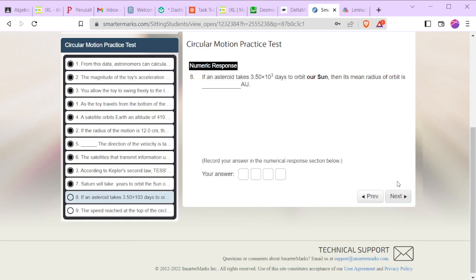Now, if an asteroid takes 3.50 times 10 to the 3 days to orbit our Sun, then what is its mean radius of orbit? So we can take that 3.50 times 10 to the 3 days, divide it by 365.24. This is 9.582740116 years. We square the years, and then take the cube root of that answer, and that'll give us the radius in AU, which is 4.51.